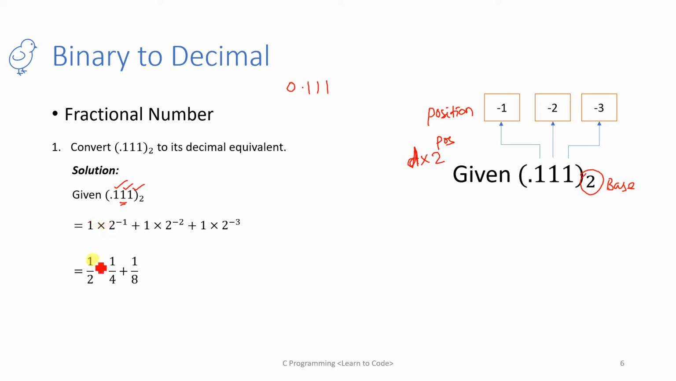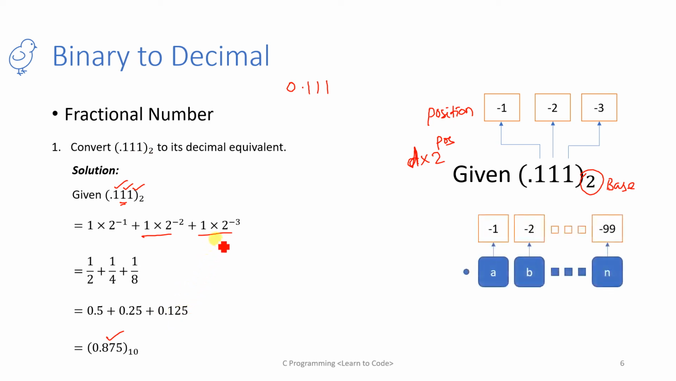So this is 1 divided by 2, this part is 1 divided by 4, and this part is 1 divided by 8. 1 divided by 2 means 0.5, 1 divided by 4 means 0.25, and 1 divided by 8 means 0.125. Now add all these values. So what will we get? We will get 0.875 with base 10. Right? So this is how we convert a fractional binary number to its decimal equivalent.